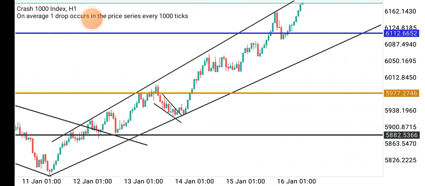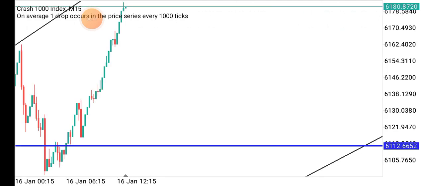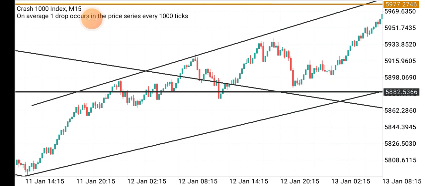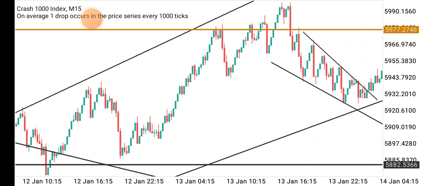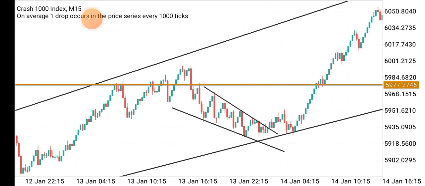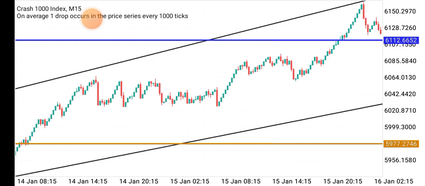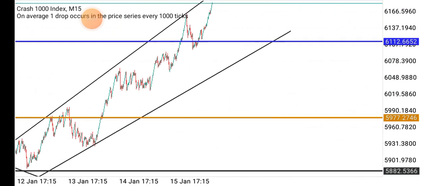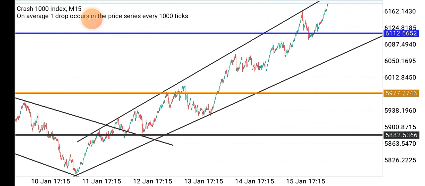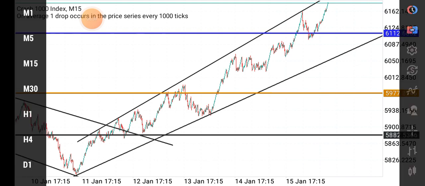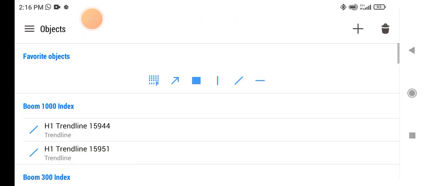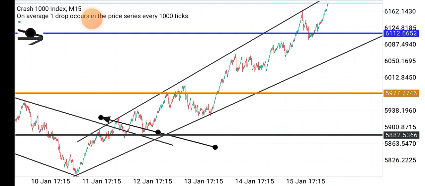Let me go to the 15 minutes time frame. All right, so you can see it here on the 15 minutes time frame. Let me take out these ones first. I will put them back soon or later to explain something. So if I zoom out completely, you can see the trend line we inserted here, and this one here.